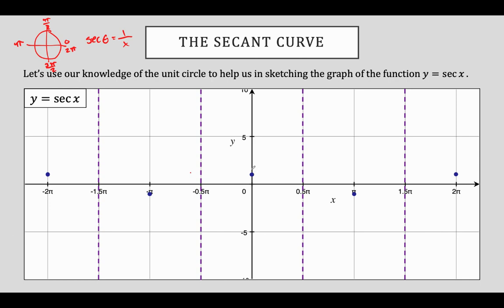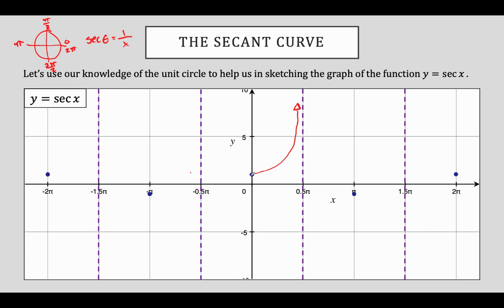Here I have angles between 0 and pi over 2, right? Here's 0, here's x equals pi over 2. On the unit circle, that's the first quadrant. And we know that secant in the first quadrant has to be positive. Therefore, all my outputs of my secant function between 0 and pi over 2 have to be positive, meaning that as I approach this vertical asymptote, my graph must go up.